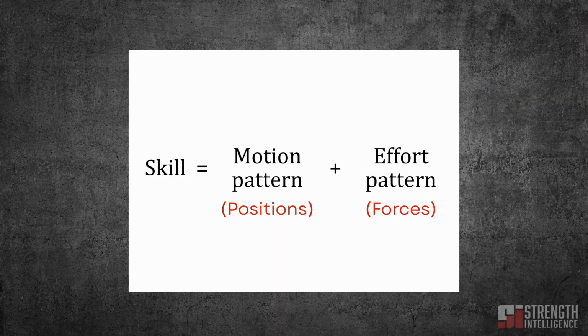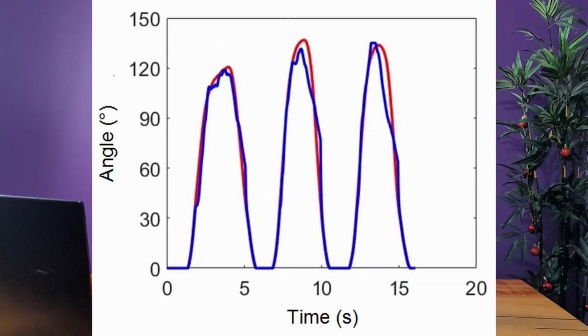Depending on your observation point, there's a finite but really large set of positions or forces that can constitute a skill. And then you can break that down into just positions for motion patterns and forces for effort patterns. The problem is that the human eye can't distinguish with any statistical confidence between these different trajectories. And that's why typically when we're describing exercise or training, we're describing them at the level of the pattern.